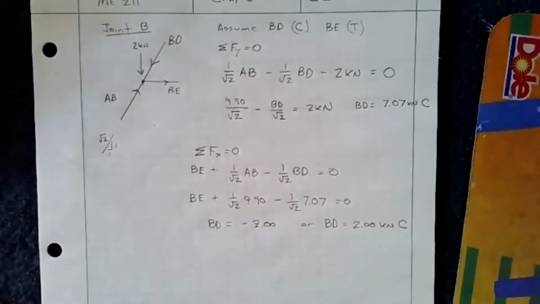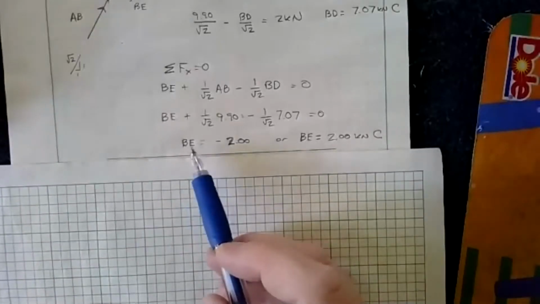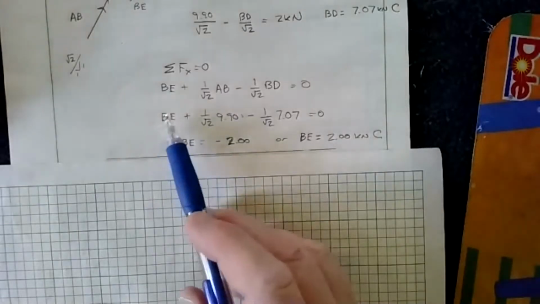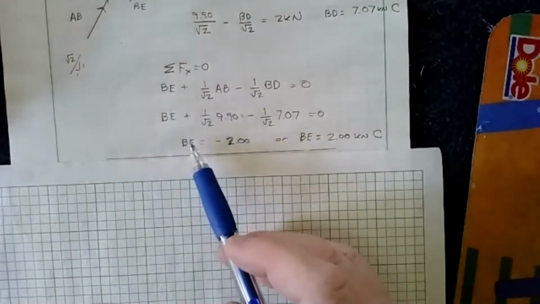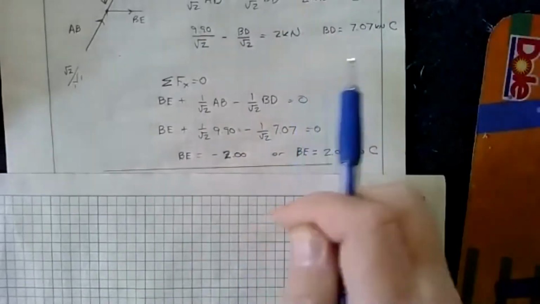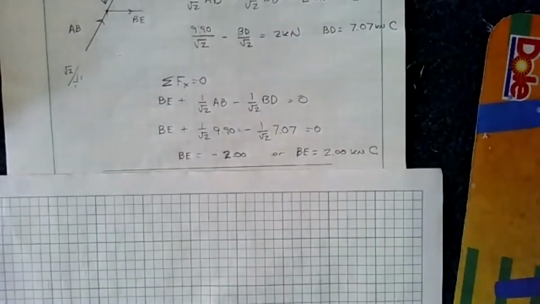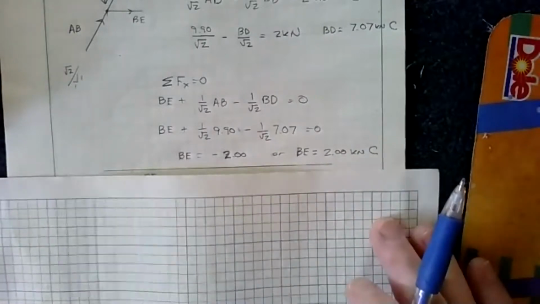Pause while I take care of that. Okay, so let's continue now. One thing I realized is I did write BD down here. I don't know why I was looking at this, so I meant to write BE because we already solved for BD. BD was 7.07, so it came down here, just a little note, in case you didn't catch that.